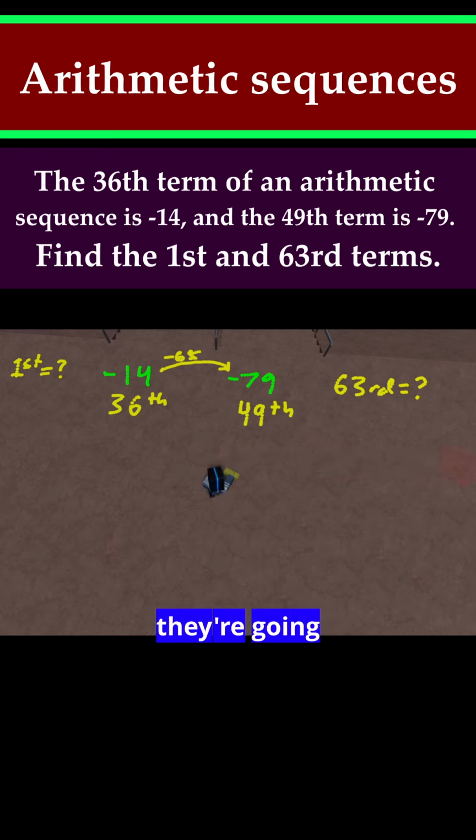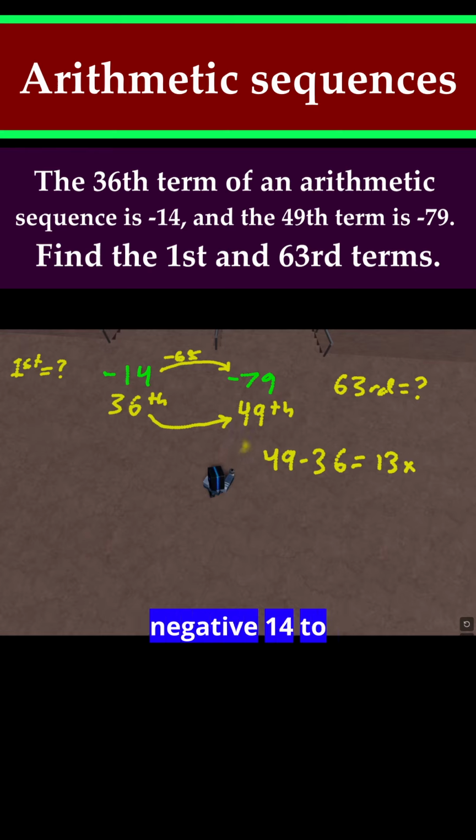And now, to go from the 36th term to the 49th term, how many times do we add the common difference? Well, just do 49 minus 36, and that's just 13. So in other words, the common difference, whatever that is, we added it 13 times to go from negative 14 to negative 79. So now let's set up a simple equation.